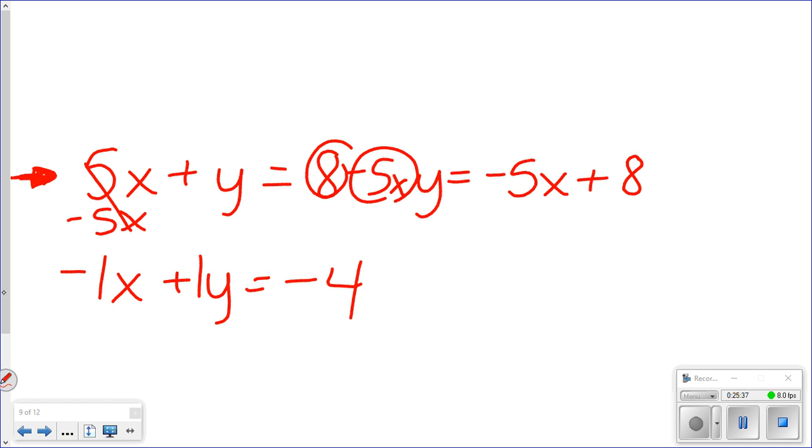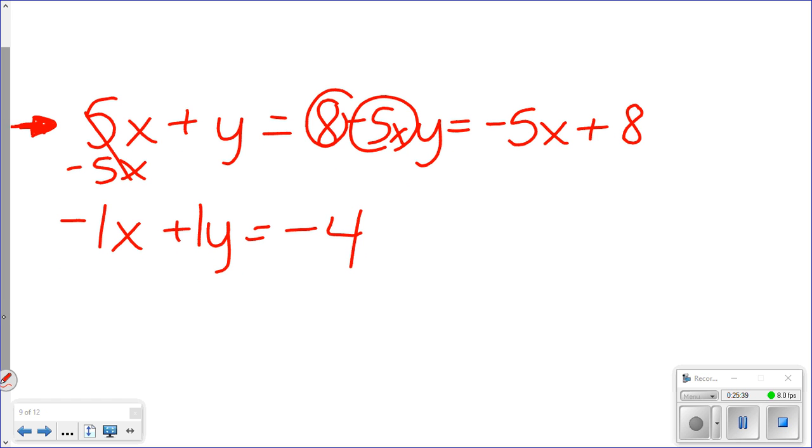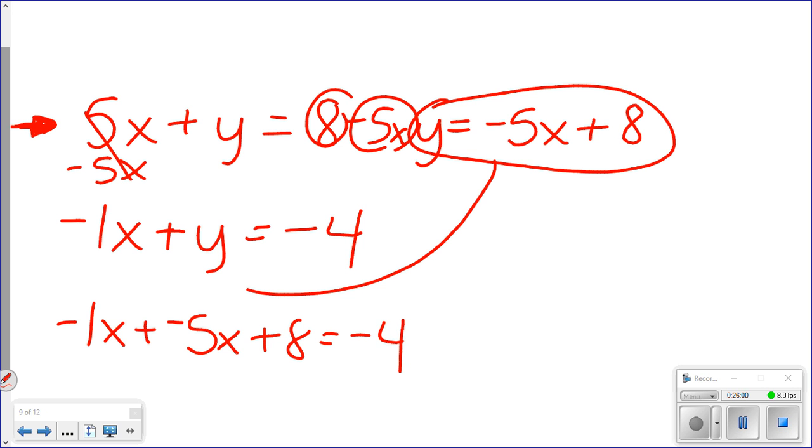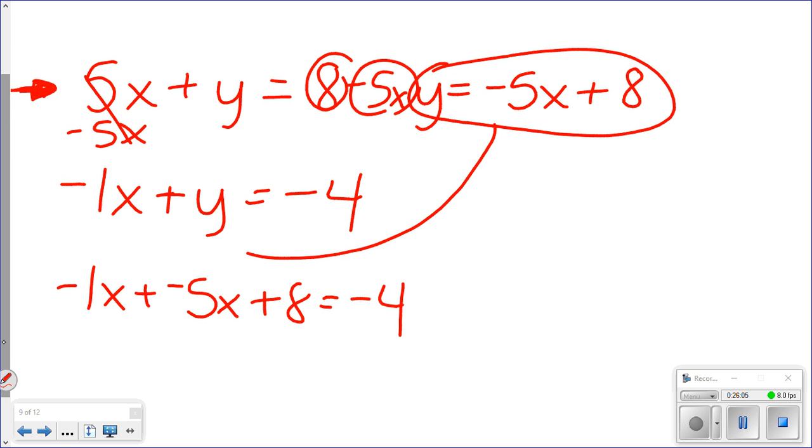Okay, so let's see here. This is what your y was, right? Then I'm going to take it and insert it in for this y right here. Now, I didn't start with a y. I'm just going to take that whole thing and put it here. So it'd be 1x plus negative 5x plus 8 equals negative 4. So far, so good? I did not have to do any distributing.